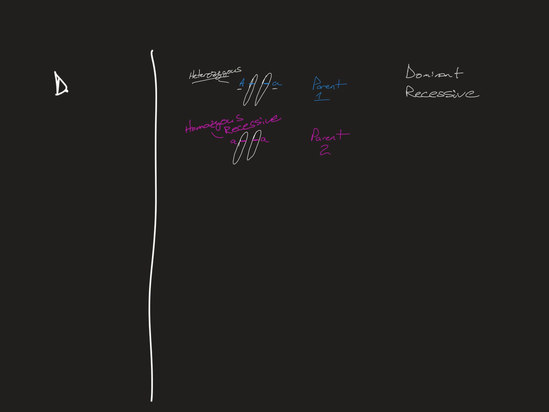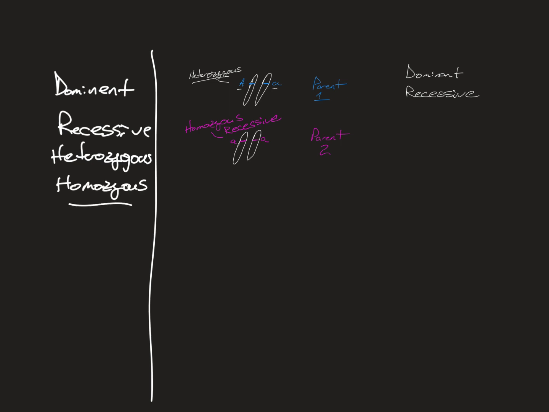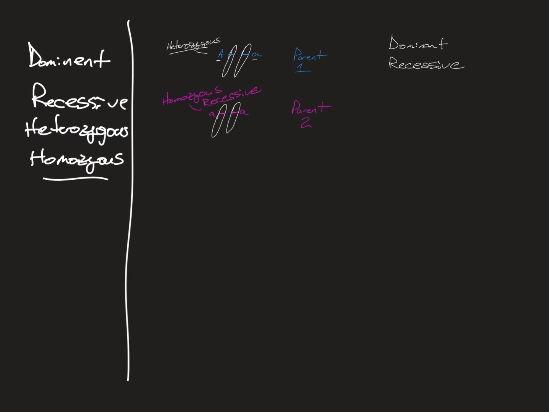So dominant, recessive, heterozygous, homozygous. All that is on the board. All that is related to meiosis, to how we inherit genes, to how chromosomes are organized.